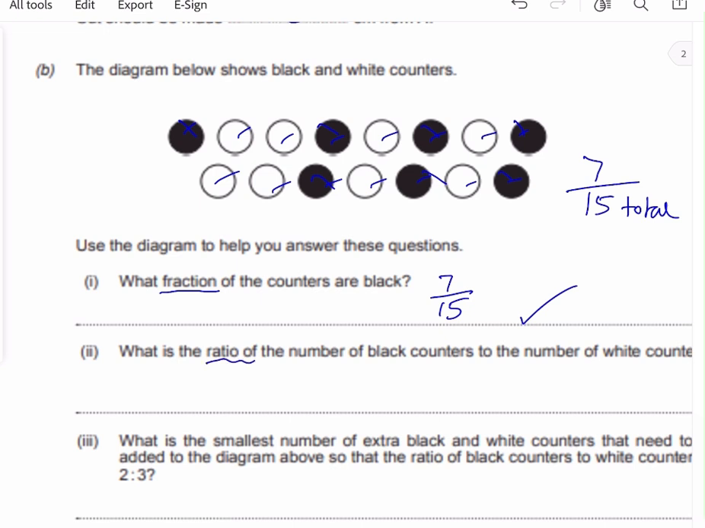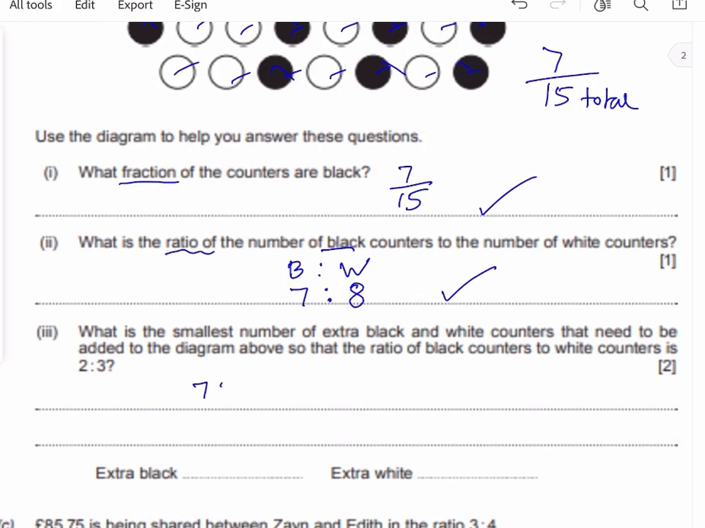Next question, what is the ratio of the number of black counters to the number of white counters? So now we're going to write them in ratio. We don't need to add them together. Black separately, white separately. So 7 black and 8 white. 7 to 8. Let's look at the next question. You've got what's the smallest number of extra black and white counters that need to be added to the diagram above so that the ratio changes to 2 to 3.